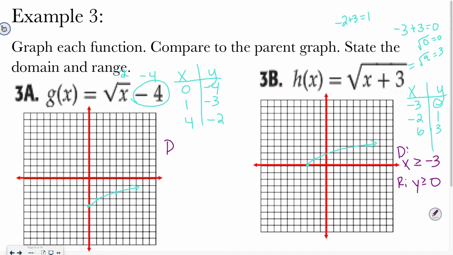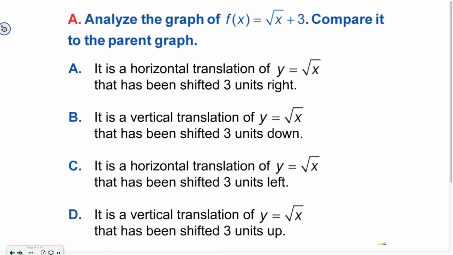So then for part A, my domain is still x is greater than or equal to 0. My range is y is greater than or equal to, I'm all the way down at negative 4. So your range will be whatever you have added outside your radical, and your domain will be whatever you're adding or subtracting inside the radical. Why don't you go ahead and try part A on your own.